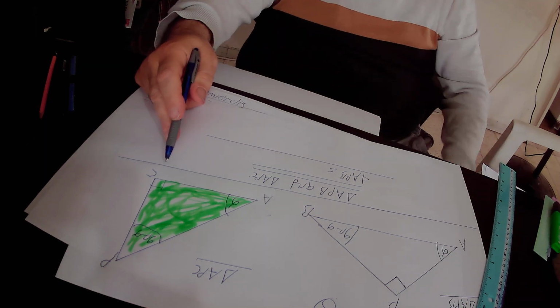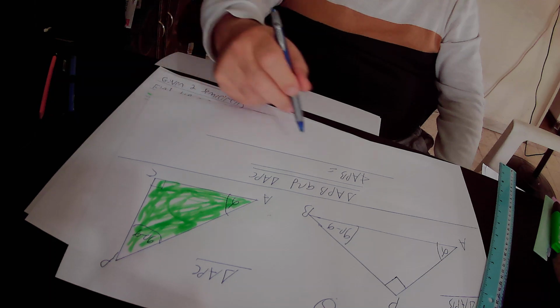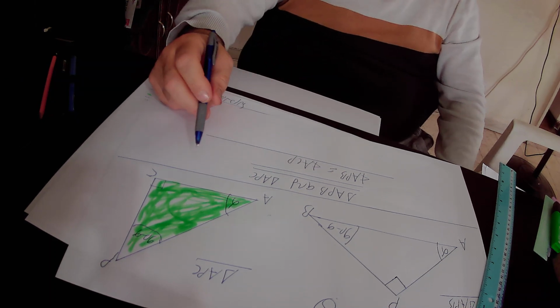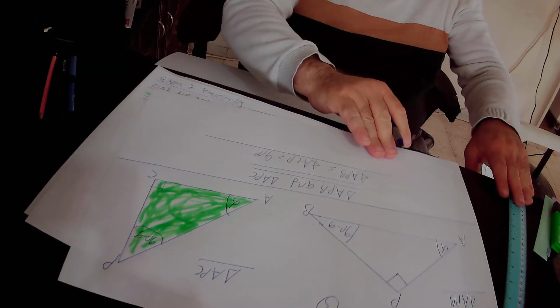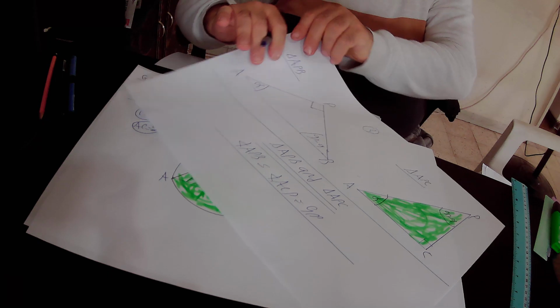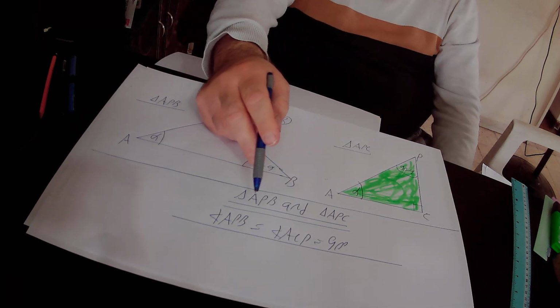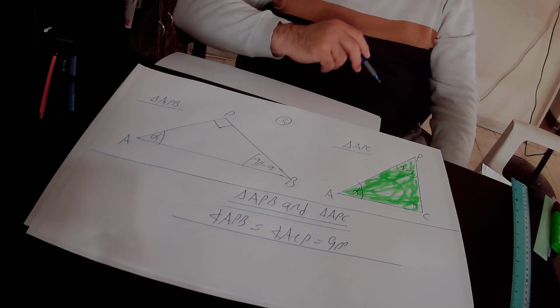And it is equal to this angle, which is actually angle ACP in the right triangle APC. So I repeat again, angle APB in the right triangle equals angle ACP in the right triangle. They are both equal to 90 degrees, therefore they are equal to each other.